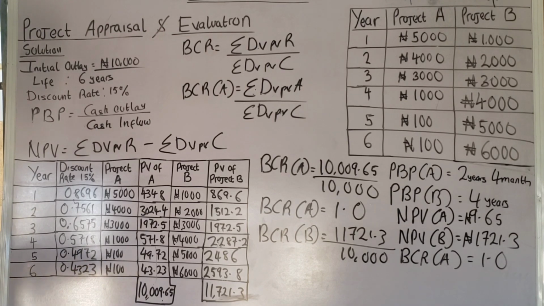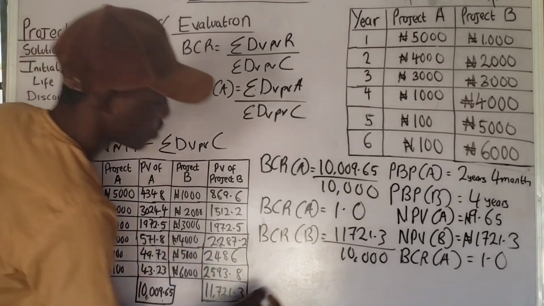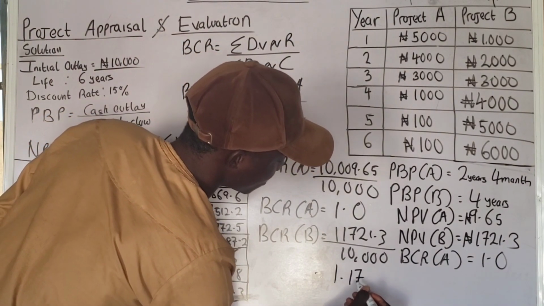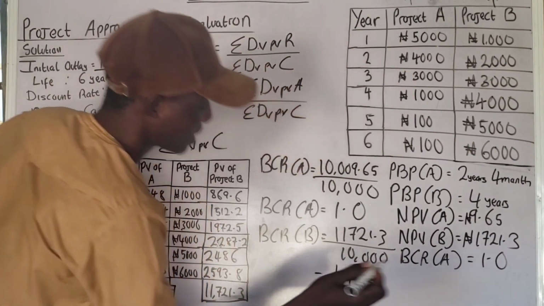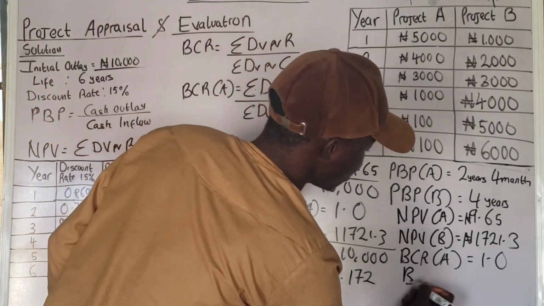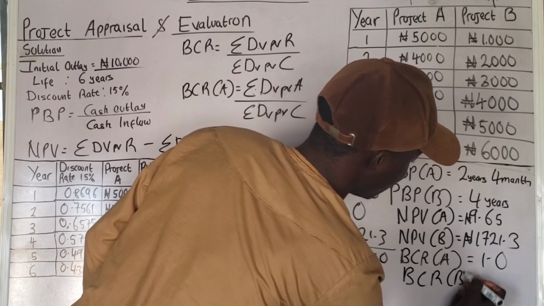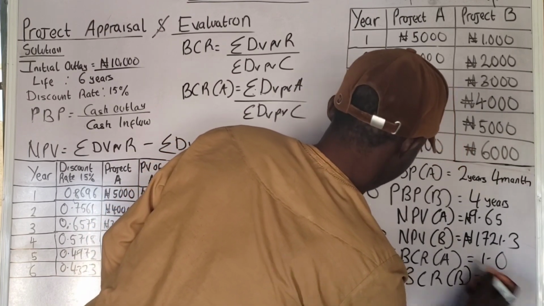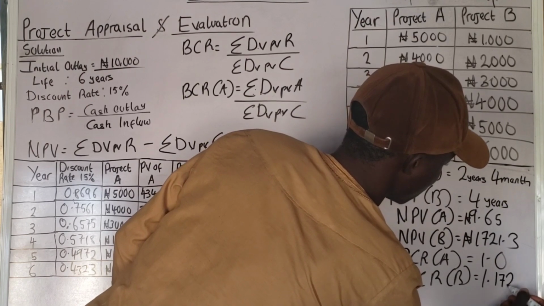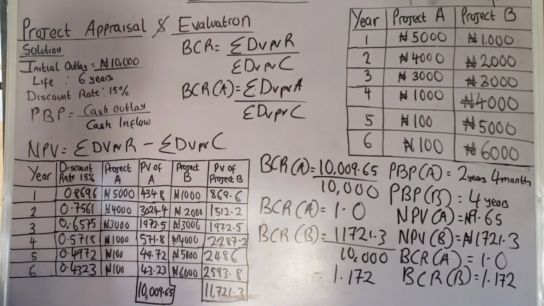Okay, so divide this by this. We are going to have 1.172. You can have something like this and others like that. Just leave it at 3 decimal places. Okay, so the benefit cost ratio of B equals 1.172. So that is the benefit cost ratio of B.